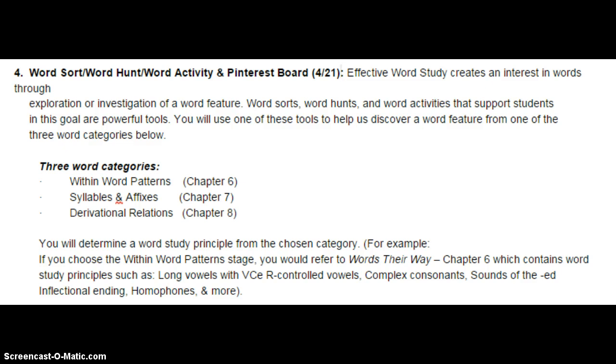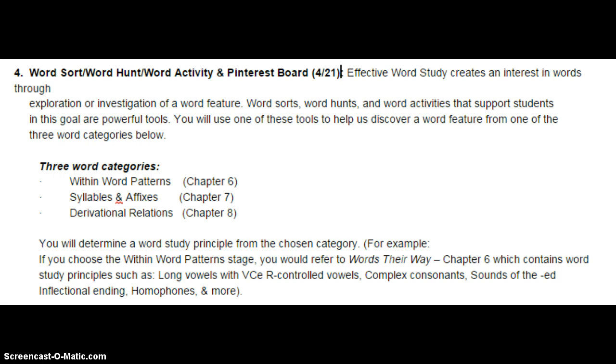It's not due until April 21st, but with Easter break coming up, these next 4 weeks are really going to go by quickly, so I wanted to make you aware of this now. You are going to design a word sort or word hunt or word activity of some kind for a specific word study category, and then you're also going to teach that to the class, and then create a Pinterest board to gather resources about that topic. So that's a very brief overview.